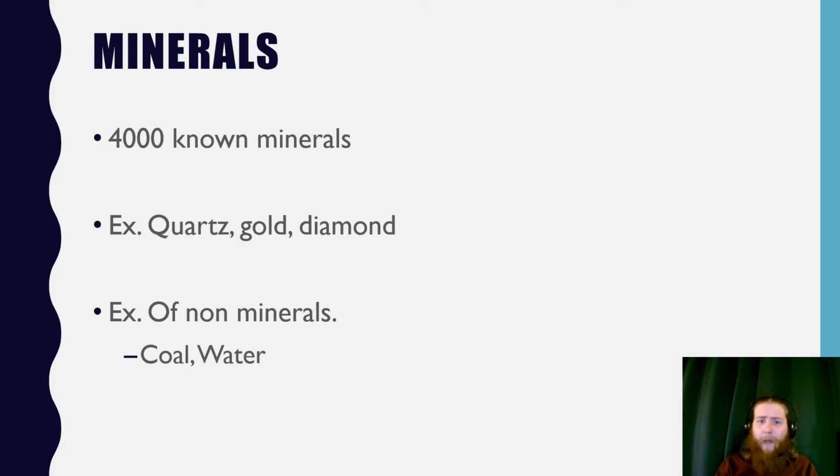There are around 4,000 known minerals. Some examples are quartz and gold and diamond. Examples of non-minerals are things like coal and water. Water, even though it's inorganic and wasn't ever formed from a living thing, doesn't exist as a solid. Ice does, but ice isn't a mineral either, because it can switch between a liquid and a solid very easily.